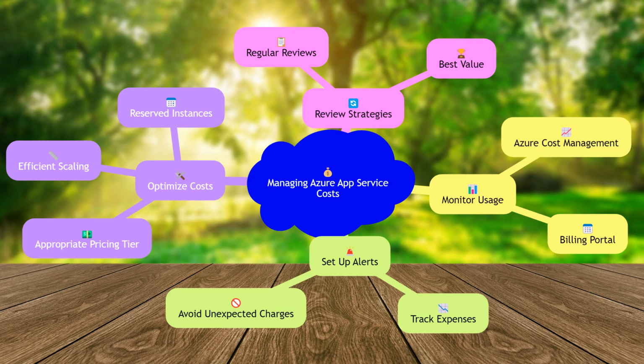Managing and optimizing costs is crucial when using Azure App Service. Monitor your usage and spending through the Azure Cost Management and Billing portal. Set up budgets and alerts to track your expenses and avoid unexpected charges. Optimize costs by selecting the appropriate pricing tier, scaling efficiently, and leveraging reserved instances. Regularly review your cost management strategies to ensure you are getting the best value from your Azure resources.